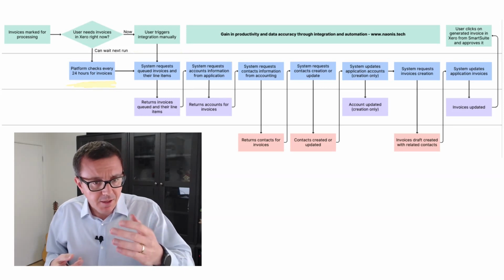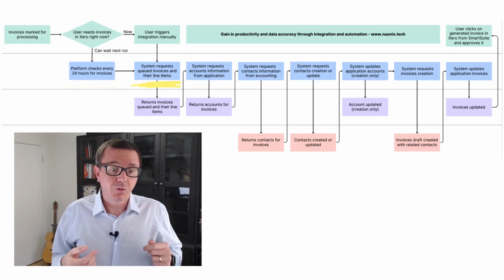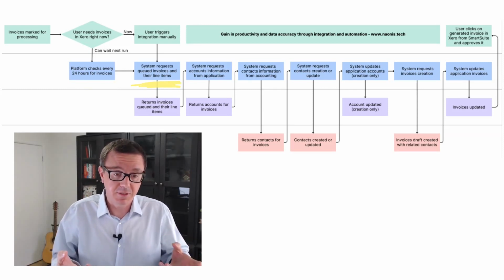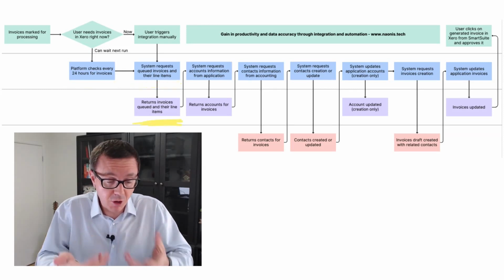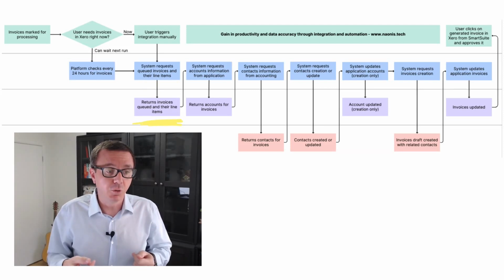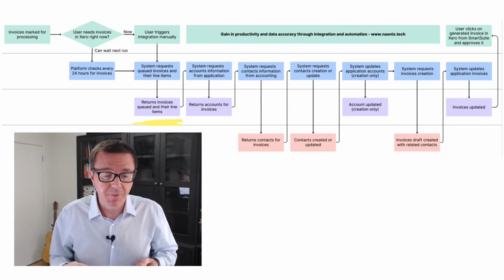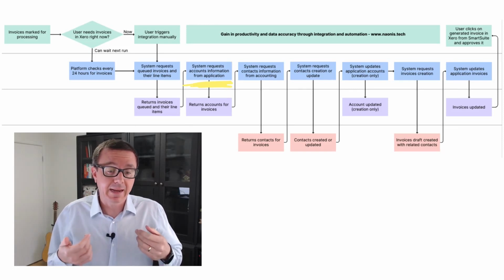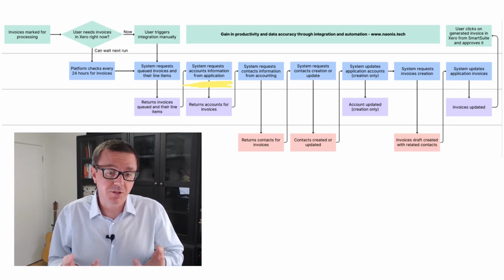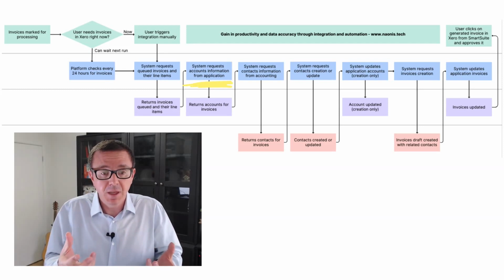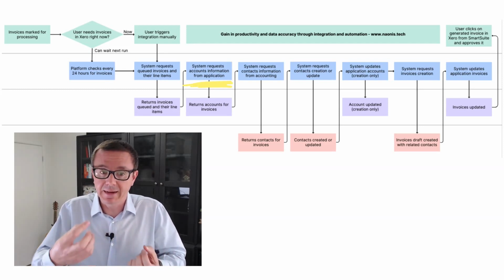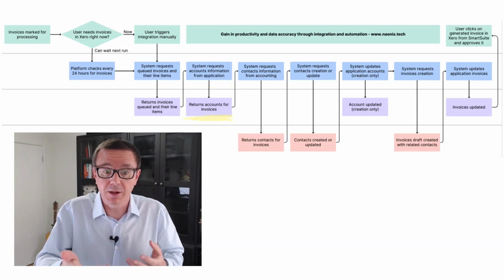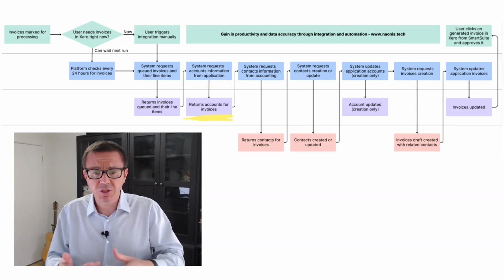Now, the next step is for the system to request the queued invoice and their line items, and the CRM system will return that information back to the iPaaS platform. Then subsequently the system requests the account information from the application. So when you create an invoice, you also have a related account, normally a company you are selling that service or product to. And that information is returned.